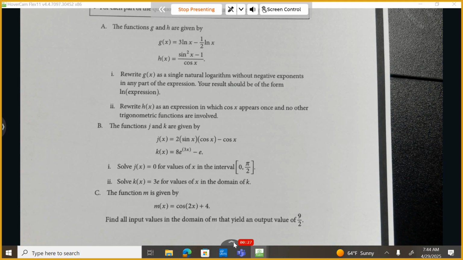Part 1 says, write g as a single natural log without negative exponents in any part of the expression. Your result should be in the form of ln. Okay, let's get started. You ready?